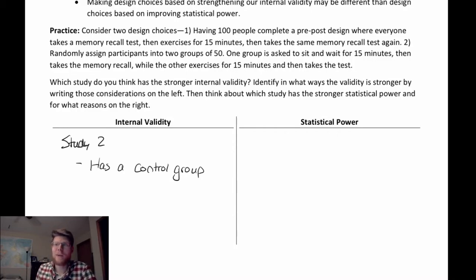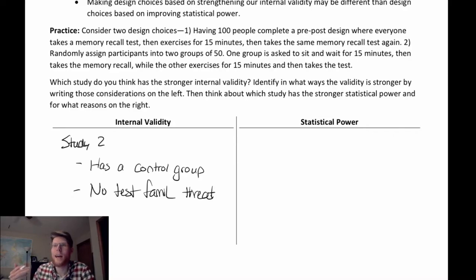The other thing that I would definitely mention here is a test familiarity threat. So I guess actually what I should say here is no test familiarity threat. Right, so in study 1, people are taking a memory recall test, then exercising, and then taking the test again. I mean, I don't know about you, but people might just be getting better the second time because it's a memory recall test, or depending on what's being done here.